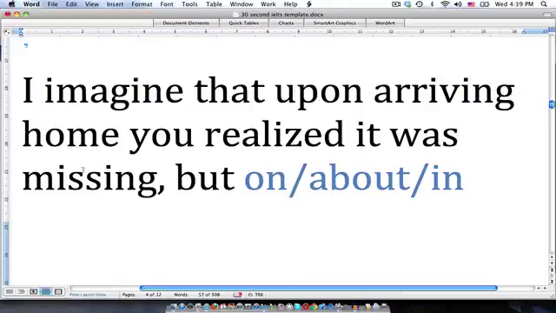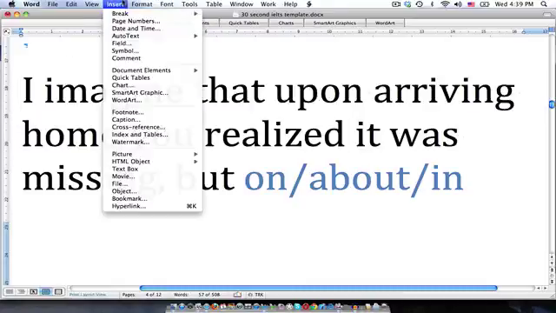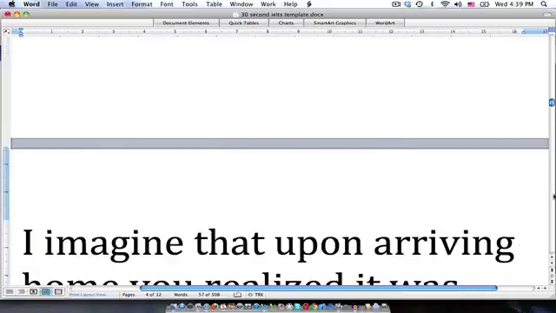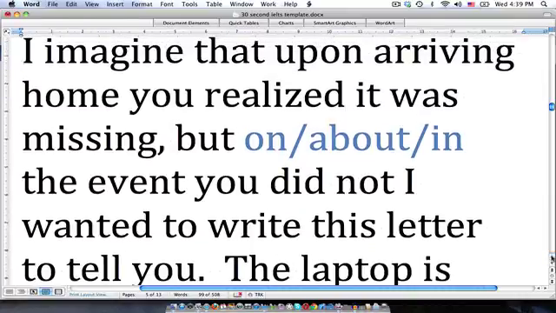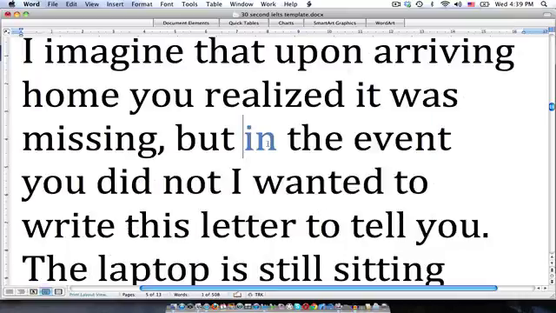But actually, excuse me, I'm just going to put this on one page. I imagine that you realized it was missing, but in the event you did not, I wanted to write this letter to tell you. And we do not say on the event, we do not say about the event, not in this case anyways. The correct answer would be in the event, which is like saying in case. In case you did not know, I wanted to write to you. So in the event you did not, I wanted to write this letter to tell you.